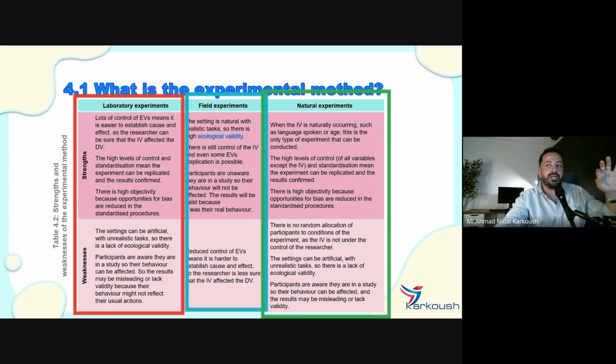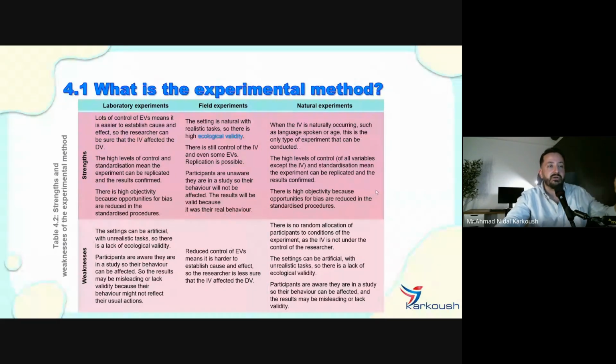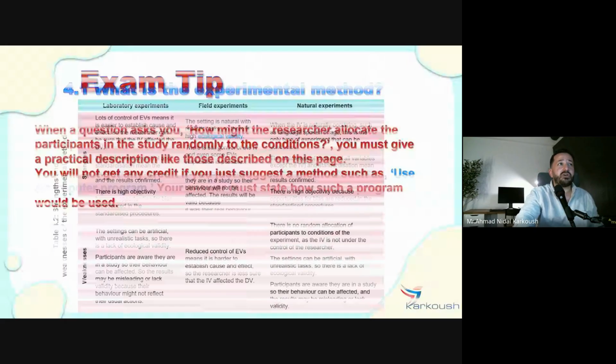This is your takeaway of the lesson, this evaluation here, this table on the screen. If you get it, you just got yourself tons of marks.